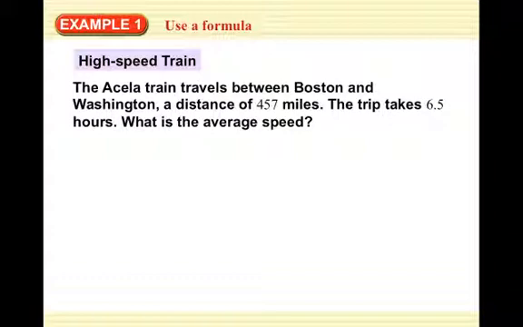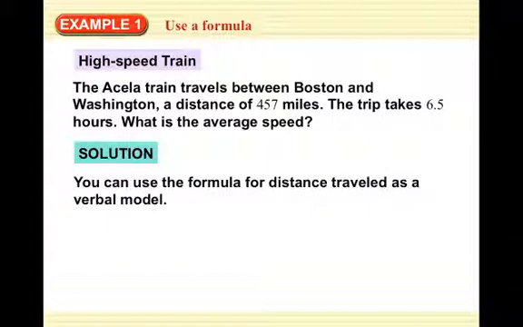For our first example, we want to use a formula, and it is a train problem. The Acela train travels between Boston and Washington, a distance of 457 miles. The trip takes 6.5 hours. What's the average speed? Well, speed is another way of saying rate. So anytime you have a problem like this and it says speed, think, oh, that's the rate. That's how fast we're driving. It said miles per hour. So we are going to use the good old distance formula for our solution.